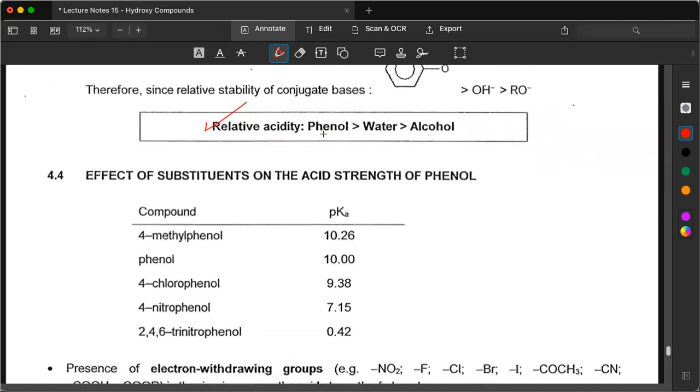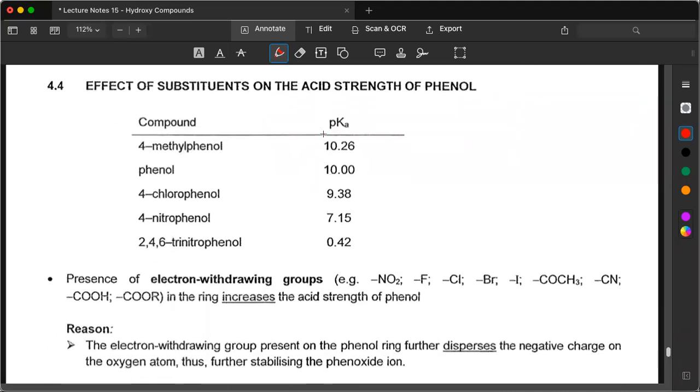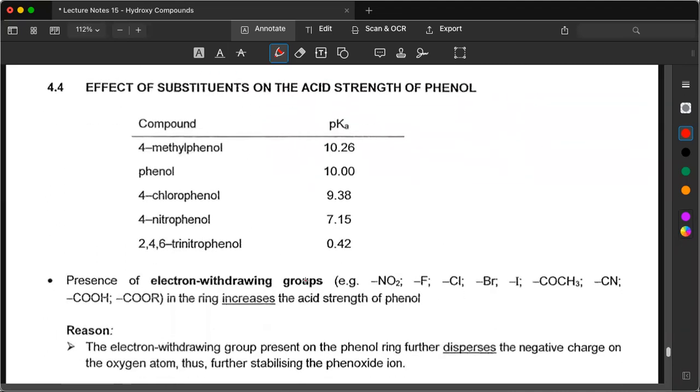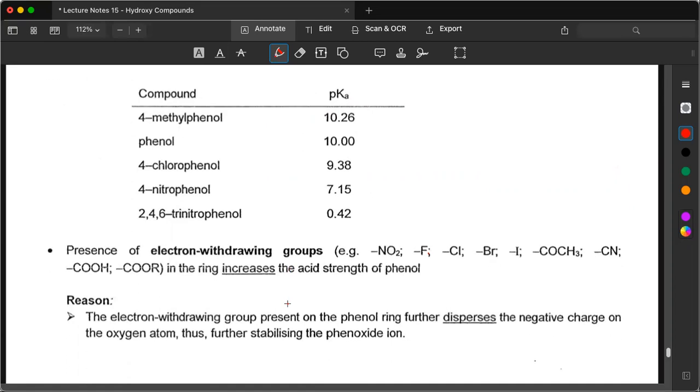Okay, let's look at the effect of the substituents on the acid strength of phenol. So we have observed that when there are electron withdrawing groups like these, they actually increase the acid strength of phenol. The electron withdrawing groups are present on the phenol ring to further disperse the negative charge. So it will help to further stabilize the phenoxide ion.